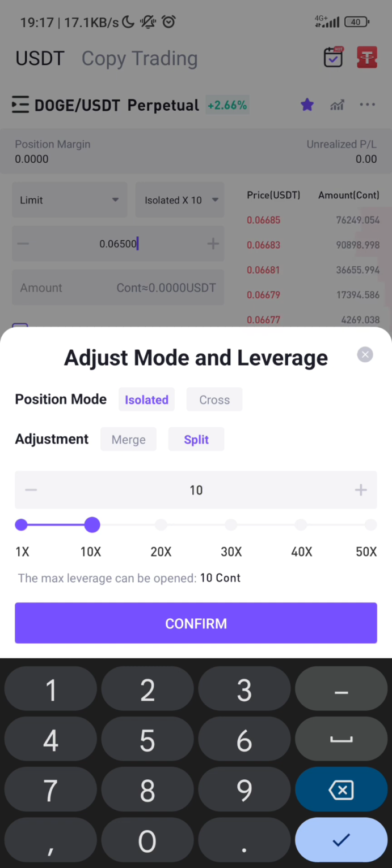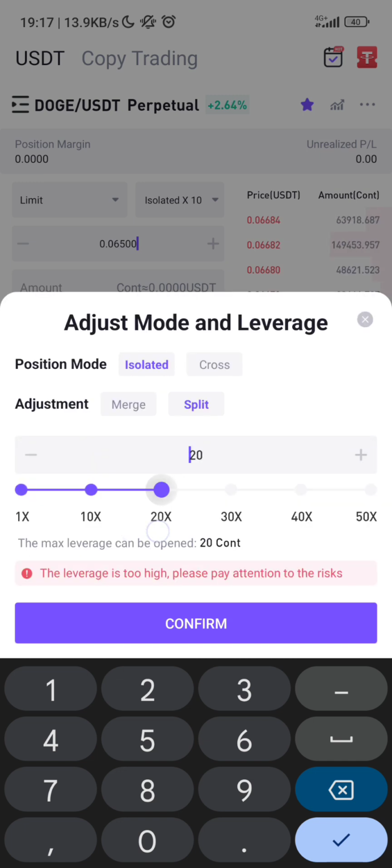I advise people you should stick to 10x, 20x with your capital so that you don't lose too much, right? So you maintain that 10x, 20x, or you can adjust it to 14, 15 as the case may be. You can see when you get to 20, it's already telling you that this leverage is too high. It's already giving you a warning.